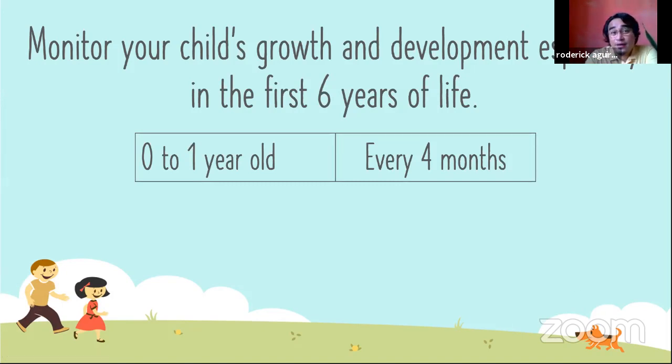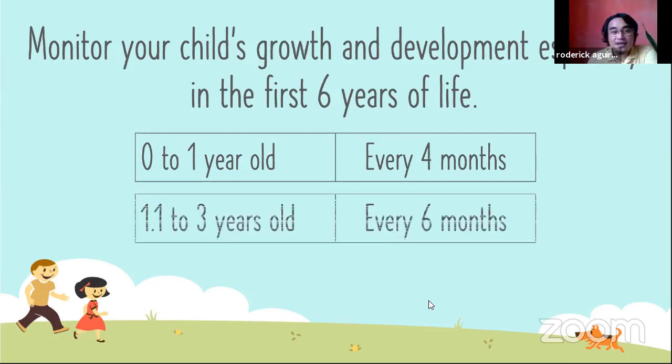So, from 0 to 1 year old, monitor your children's development every 4 months, because every 4 months, in fact, every month, may mga pagbabago. You will be astounded by the different changes happening in your children. Okay? And the best way to understand their development is to monitor them and whether their changes are according to the developmental milestone that they're supposed to go through.